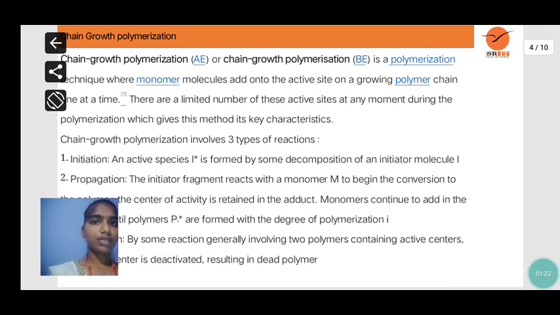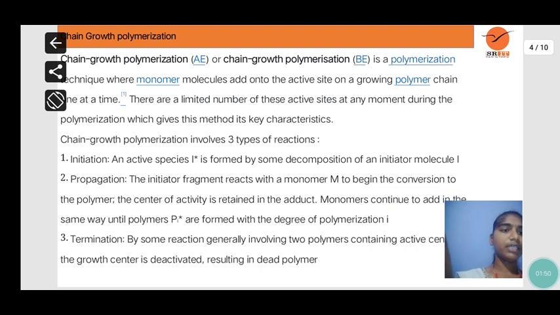Chain growth polymerization is a polymerization technique where monomer molecules add onto the active site on a growing polymer chain one at a time. There are a limited number of these active sites at any moment during the polymerization, which gives the method its key characteristics. Chain growth polymerization involves three steps.